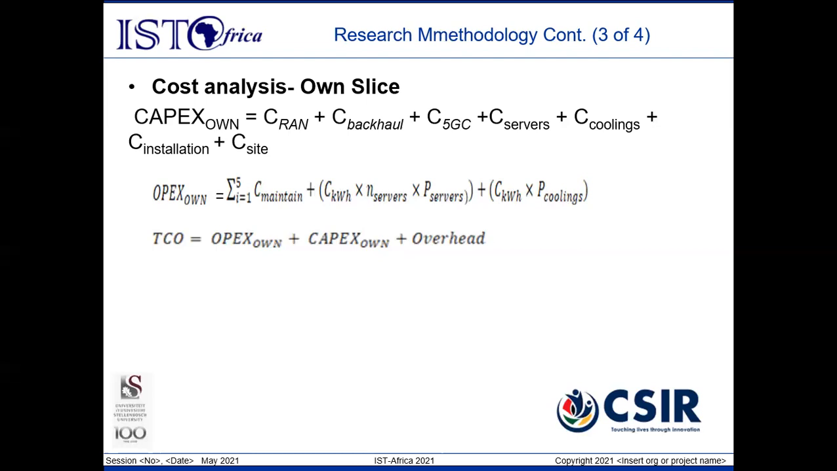And then the cost for OPEX was a summation of the cost of maintenance, which is the total cost of network maintenance per year, calculated as 10% of the capex, and then also the total cost of power consumption for the cooling system per year, and the total cost of power consumption per server per year, which are all multiplied by the cost of each kilowatt, multiplied by the number of servers. So the total cost of ownership, TCO, was calculated as the summation of the capex and the OPEX, plus an overhead, which was calculated as 22% of the total capex.